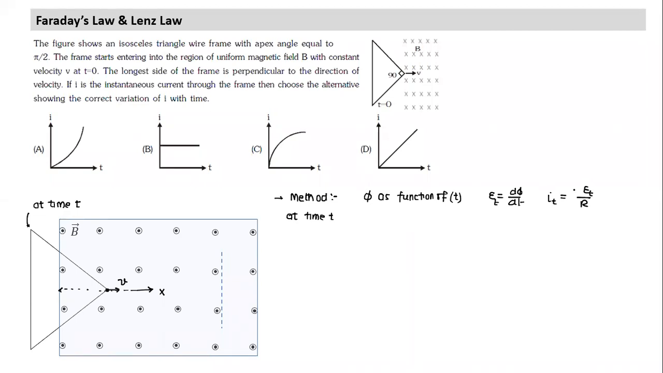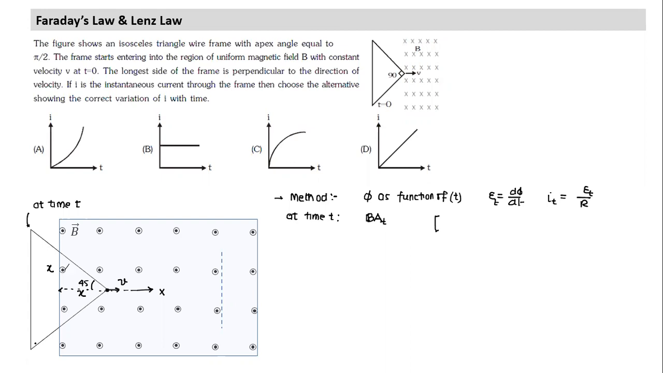So first, what is the starting point here? Because you have to calculate I. For I, I need EMF. For EMF, I need change in flux. For change in flux, I need phi. So what is phi at time t? That's what I need to calculate. Phi will be equal to B into the area which is within the magnetic field. This is the area I need to calculate. Can I easily calculate this area? If I take this side as x, this angle is 45 degrees, so this side also will be x. To calculate flux equal to B into area, I do not take this area, because in this area there's no magnetic field.